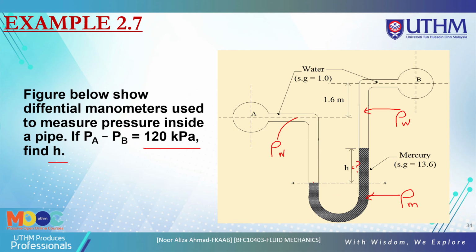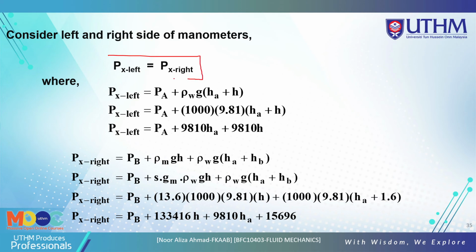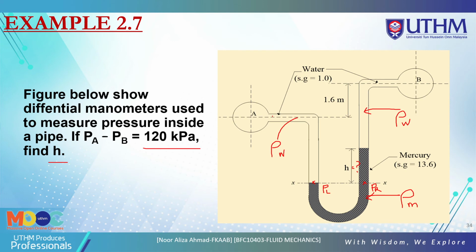Now you use the same concept of Pascal's law. Pressure at left is equal to pressure at right. First you must look at the pressure at left. Pressure at left includes the pressure at A, plus the pressure of water times g times H. We don't know the H here, so we just put it as HA, and we put HB as 1.6 meter here.